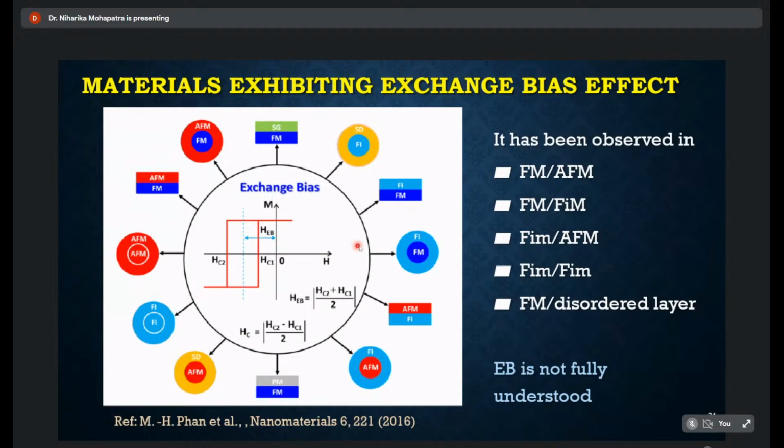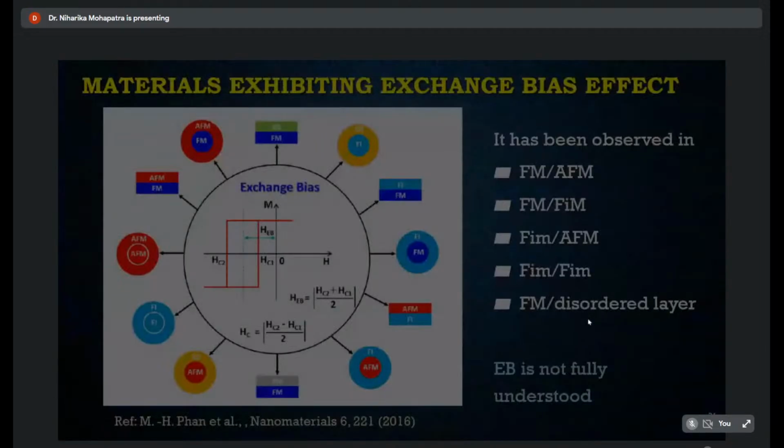So this is just a schematic of what kind of systems have been observed. You can have a combination of ferromagnetic and antiferromagnetic, ferrimagnetic with antiferromagnetic, or ferromagnetic with a disordered layer. The disordered layer means it can be a spin glass, or some non-magnetic system, like CdS. CdS is a kind of semiconductor. So there can be many other combinations where you will find it.